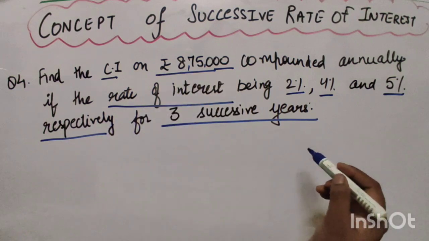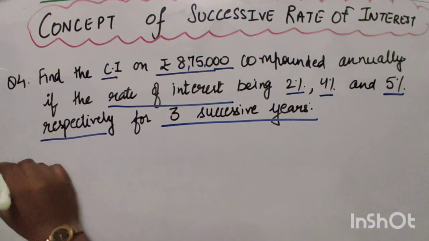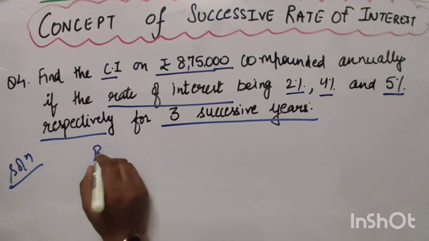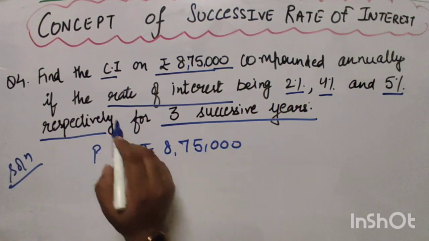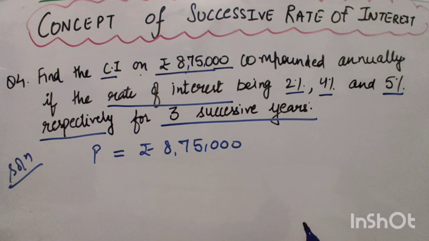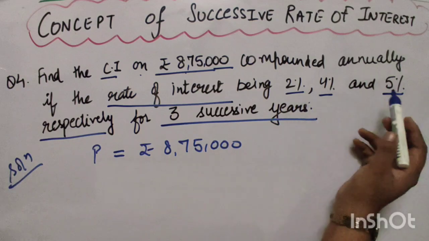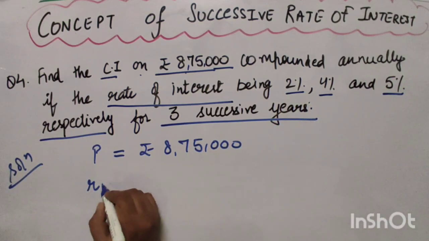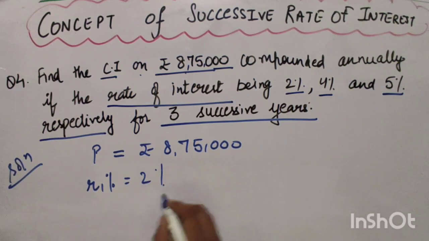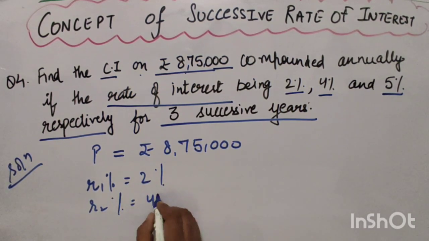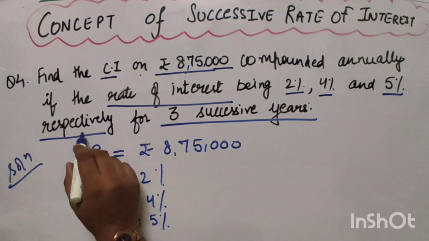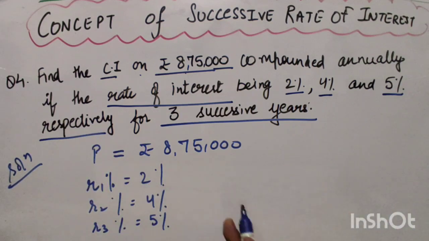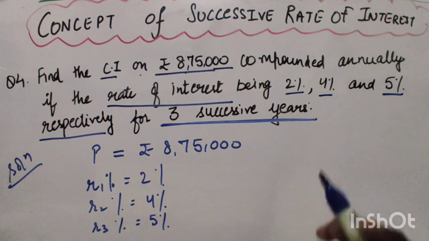So these are the important points which are given in this question. As per this information we can say the principal is rupees 8,75,000, right, because CI on rupees 8,75,000 is being asked over here. Now the next thing, we have 3 different rates. Rate 1 is 2%, rate 2 is 4%, and rate 3 is 5%. Respectively means according to the year: the first year, second year, third year, and we have 3 successive years.